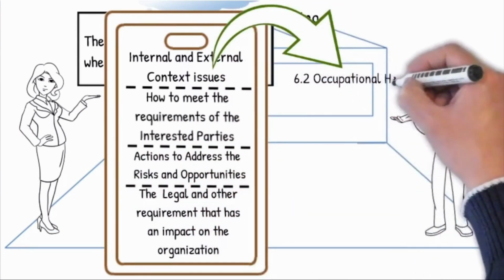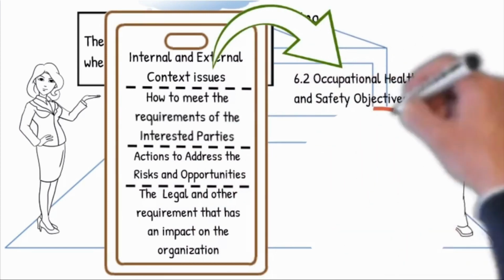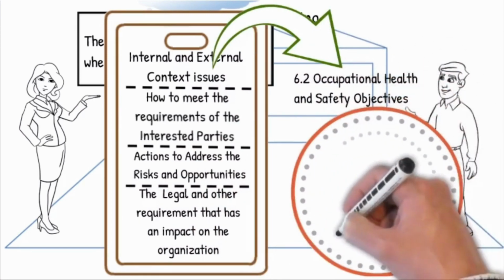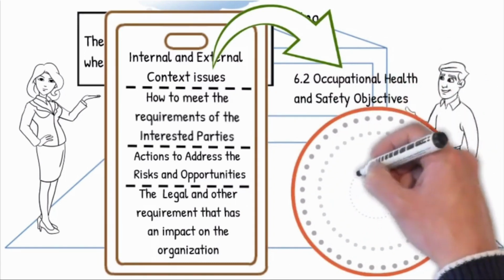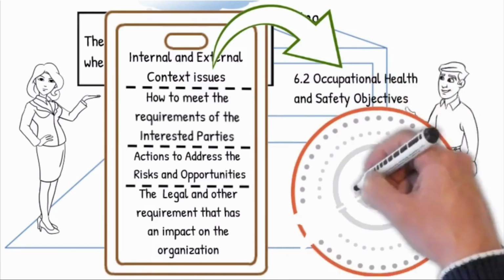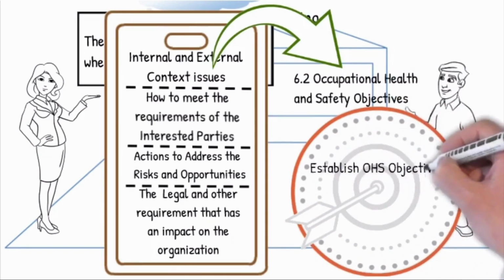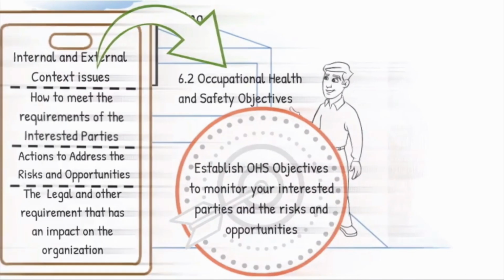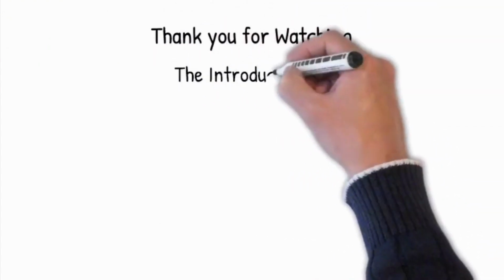The organization shall establish objectives at all relevant functions and levels to maintain and improve the management system by continually improving its performance and to retain documented information. Objectives include the monitoring of the interested parties and the risks and opportunities. Thank you for watching the introduction of ISO 45001.